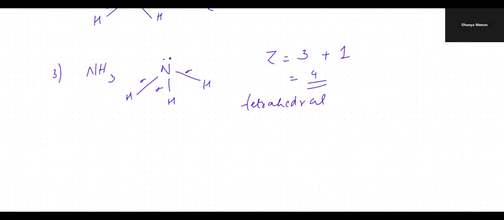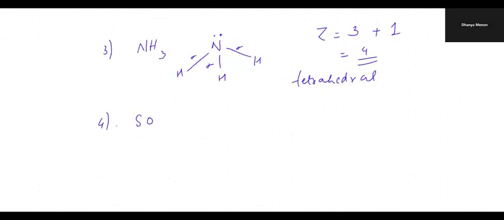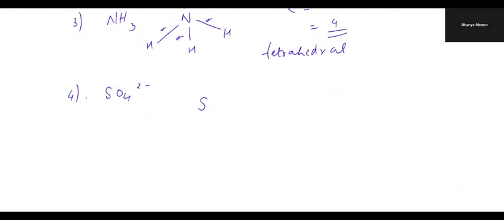Now, the next one is sulfate ion. So this is possible only when the structure is given to you, or you know the structure, or at least you know how many sigma bonds or lone pairs of electrons are there. Please remember, pi bonds we don't consider here.